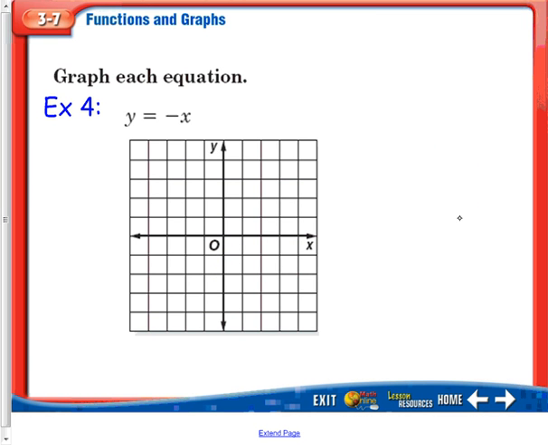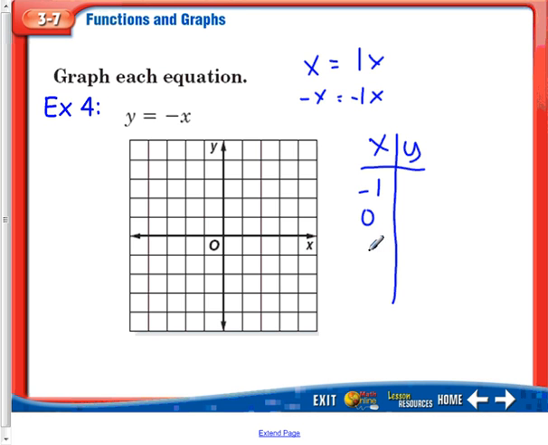All right, for example number 4, notice we have a negative x. Remember again though, x equals 1x. So that means that negative x equals -1 times x. So our coefficient right now, it doesn't look like we have one, but really it's a -1. So let's go ahead and make an XY table so that way we can get started. Choose some quantities to put in. We'll go -1, 0, 1, 2.